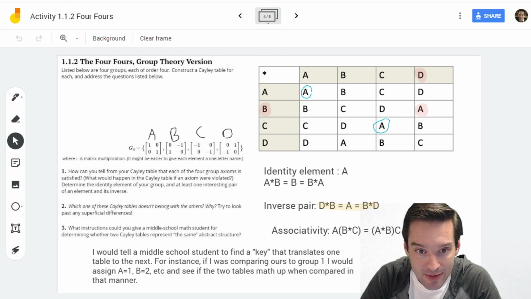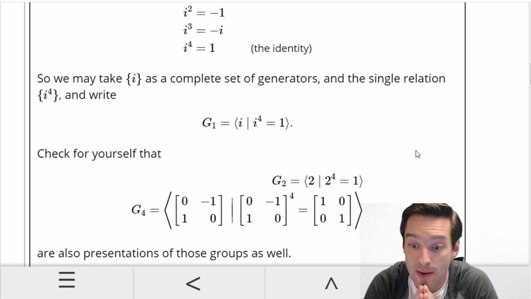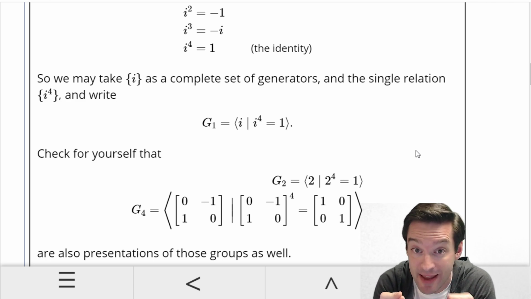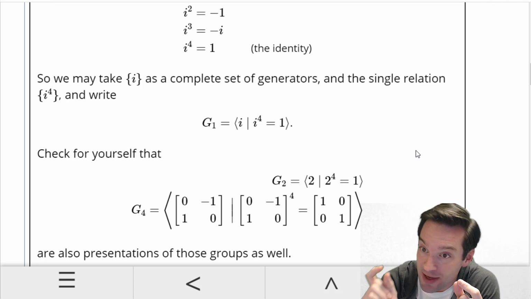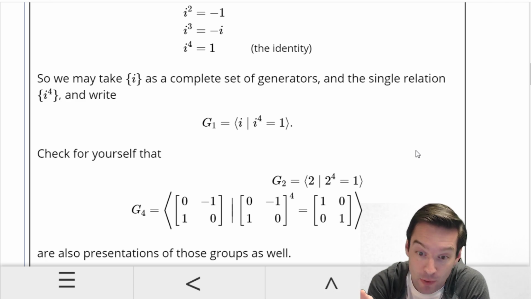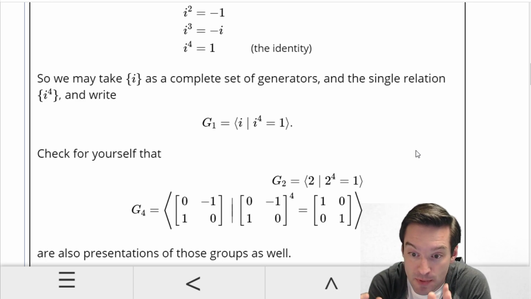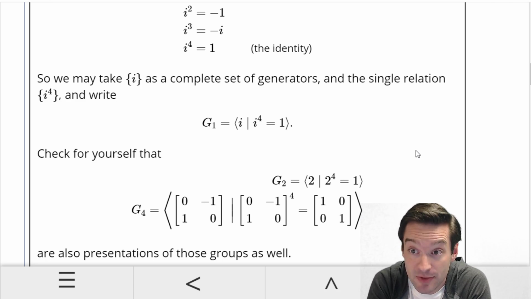And so at the end of the day, having presentations for these 3 groups actually gives a pretty compelling argument for why not just did these groups look the same when we wrote down their Cayley tables, we're showing now kind of exactly in what sense they are the same. Right? Each one of them we can write as a single generator, I or 2 or this matrix 0, -1, 1, 0, and a single relation which says that that generator raised to the 4th power is equal to the identity element in my group.